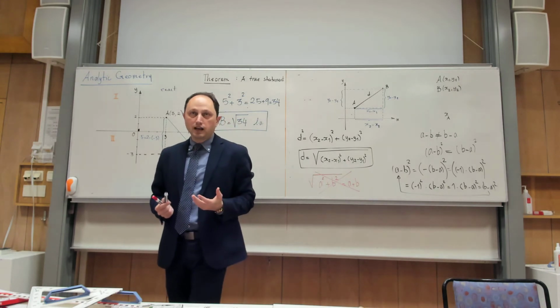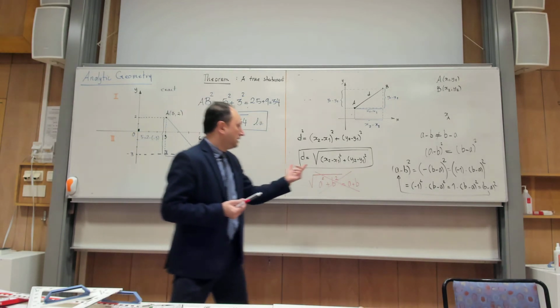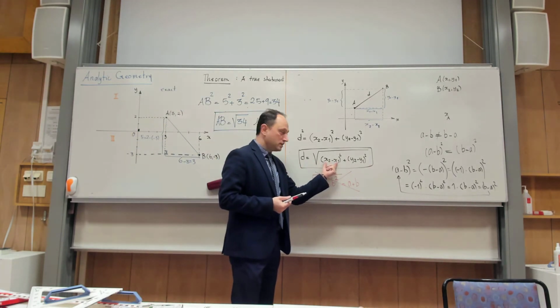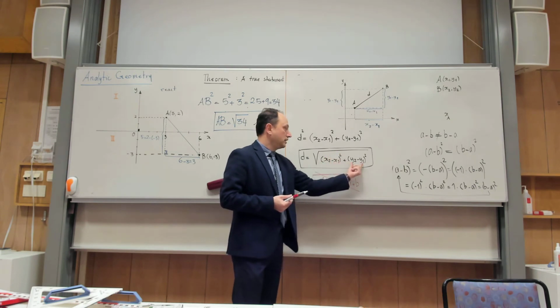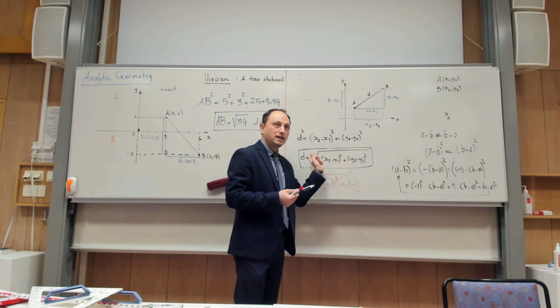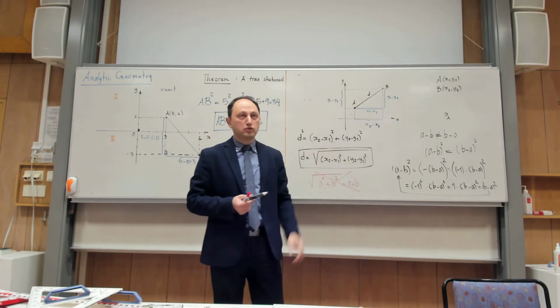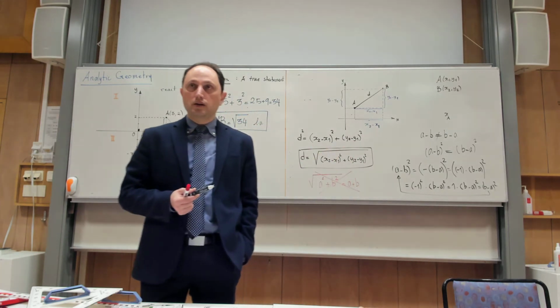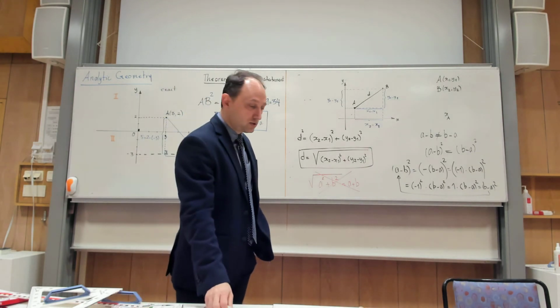And if you want to calculate it, there is only one way. Calculate this difference, square it. Calculate this difference, square it, add the squares, and whatever you get, take the square root at the end. There is no shortcut for that. Is that understandable? So now let me ask you one question.